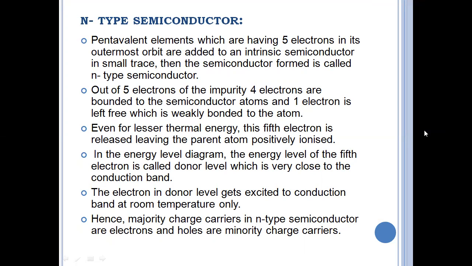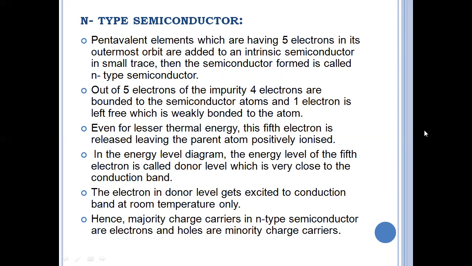So coming to an N-type extrinsic semiconductor, the fabrication of N-type semiconductors can be done by doping a pentavalent element to a pure semiconductor material. So after doping, what happens to the 5 valency electrons of the dopant, that means the impurity element? These pentavalent elements, which have 5 electrons in the outermost orbit, are added to the intrinsic semiconductor in small traces. Then the formed one is called an N-type semiconductor.